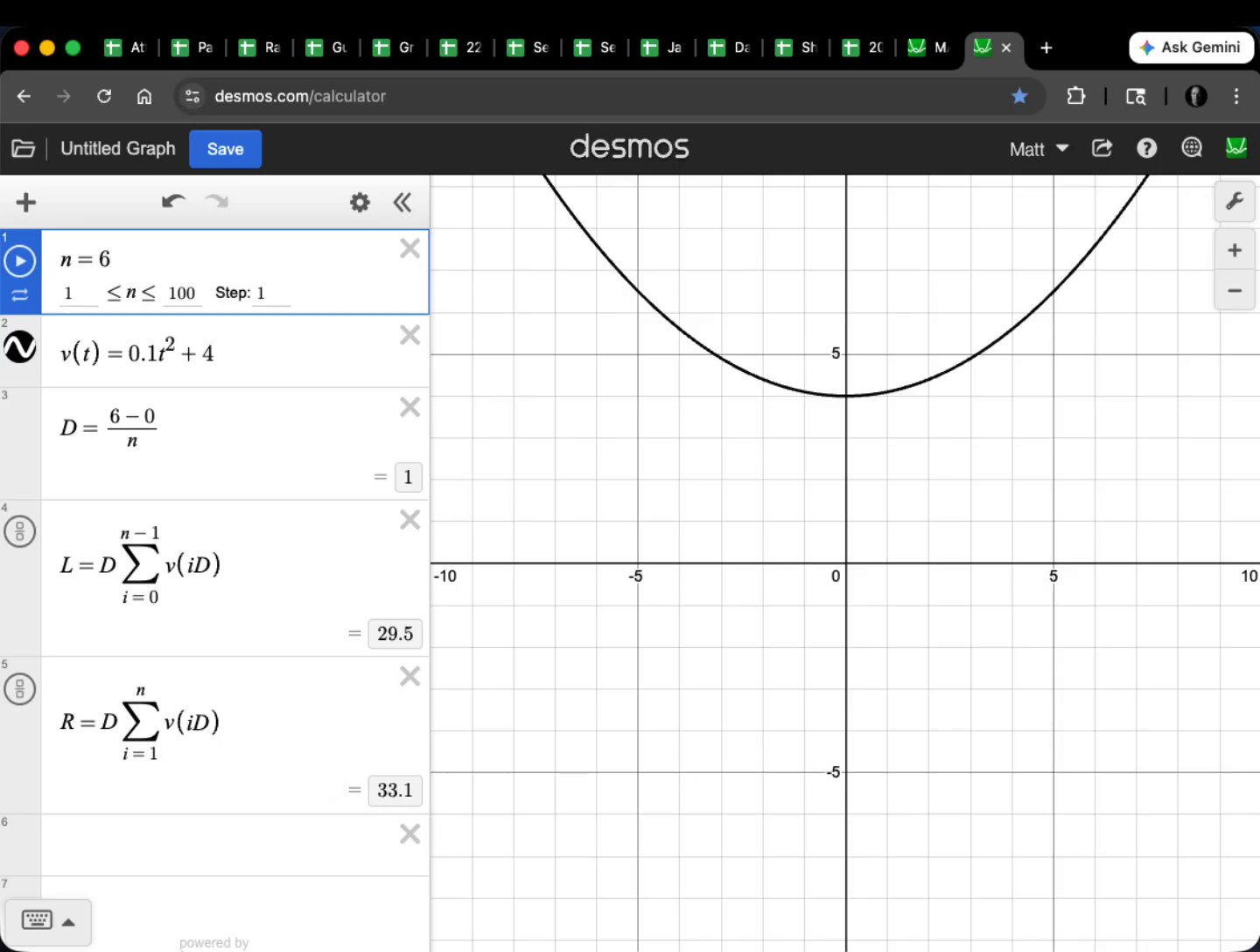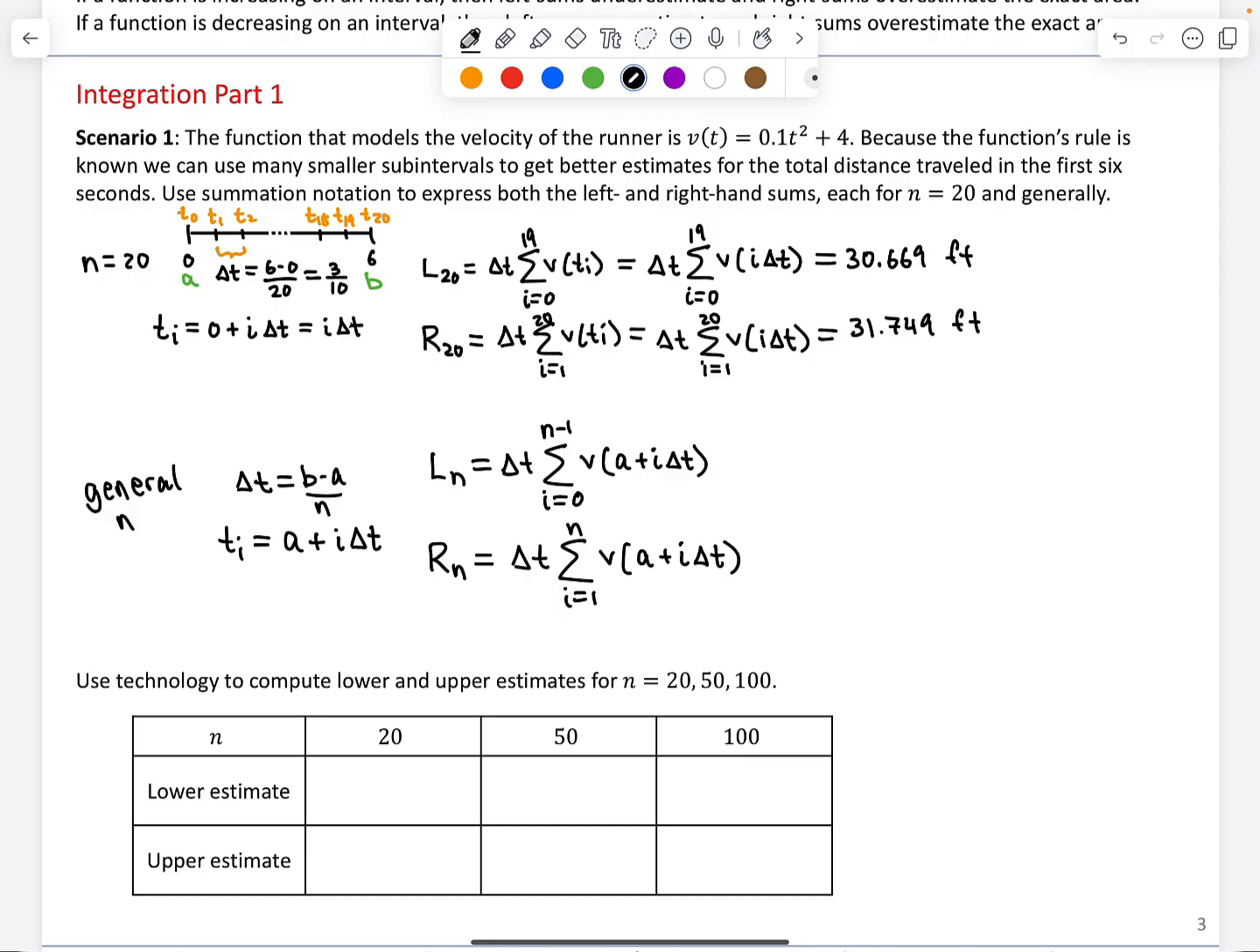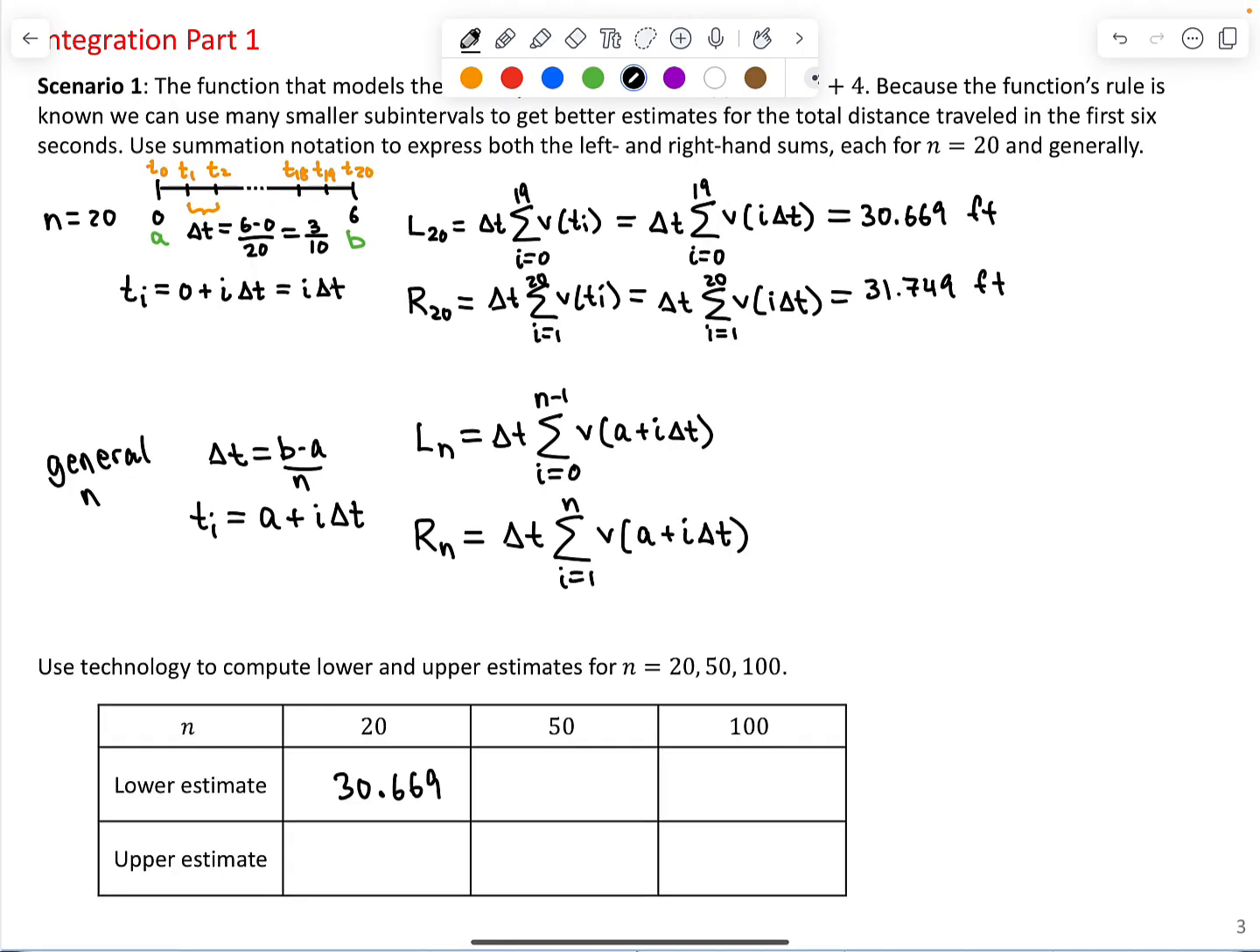And on this page, we had n equals 20, and we get these two values. Because the function is increasing, left-hand sums will produce underestimates. The table in our notes, when n is 20, the lower estimate, which was a left-hand sum, is 30.669, and the upper estimate, which is a right-hand sum, is 31.749 feet.